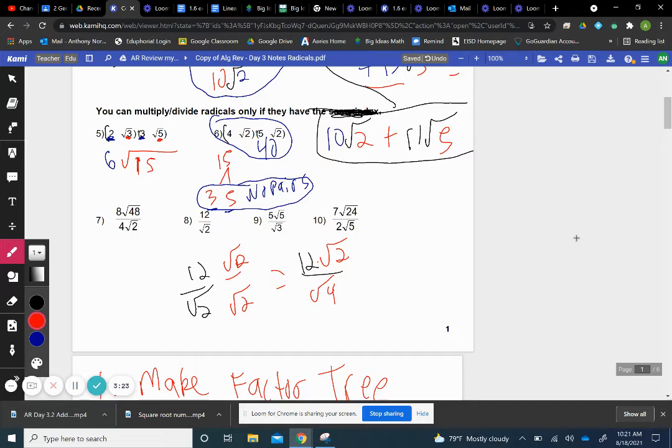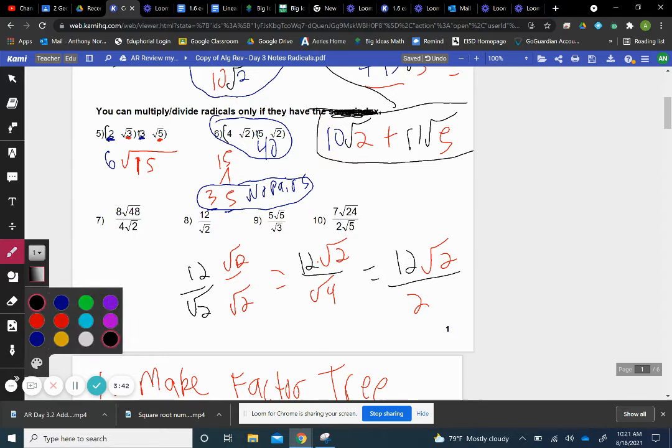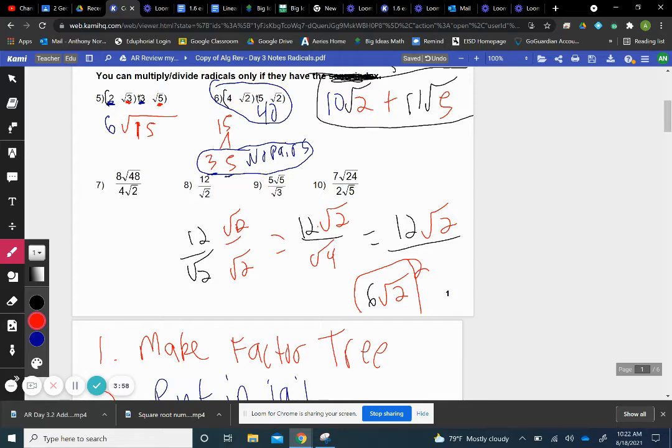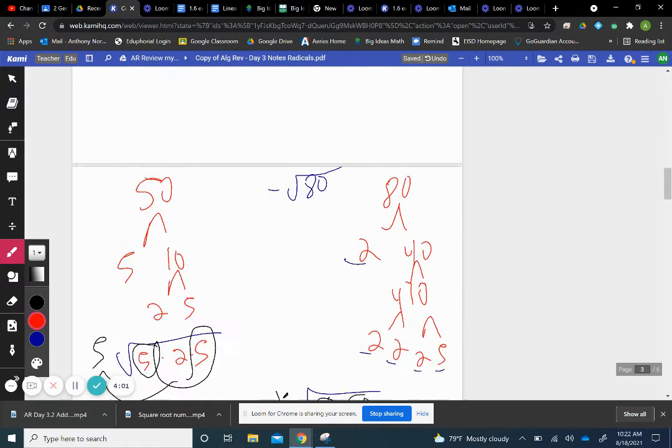So we simplify our radicals. 2 doesn't break down, 4 does. So this equals 12 over 2 square roots of 2. But hey, look, what is 12 over 2? That is 6. So our final answer is 6 square roots of 2. We're going to do the same process for number 7. Sorry, for number 10, we're going to skip number 9. So here's 10.